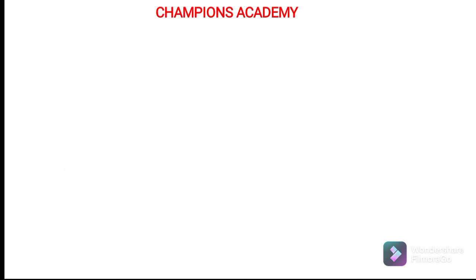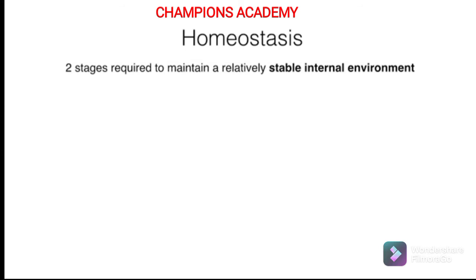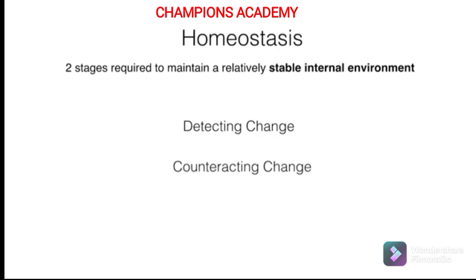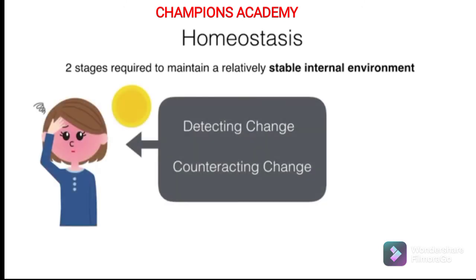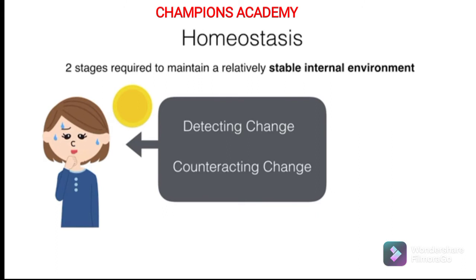So there you have it. Homeostasis is the process by which organisms maintain a relatively stable internal environment. For homeostasis to work, there are two stages that are required to maintain a relatively stable internal environment. These stages are detecting and counteracting change from the stable state. Using temperature as an example, the body must be able to detect the increase in temperature and counteract this change by activating cooling mechanisms. So next time you break out into a sweat, just remember that it's completely natural. Your body is doing what it's supposed to do, even if it's unpleasant and it causes you to smell rancid.